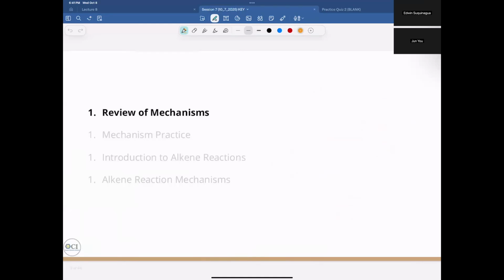What we're going to talk about today. We're going to review mechanisms. We're going to do some mechanism practice. Then we're going to introduce y'all to alkene reactions, and we'll do some alkene reaction mechanisms.